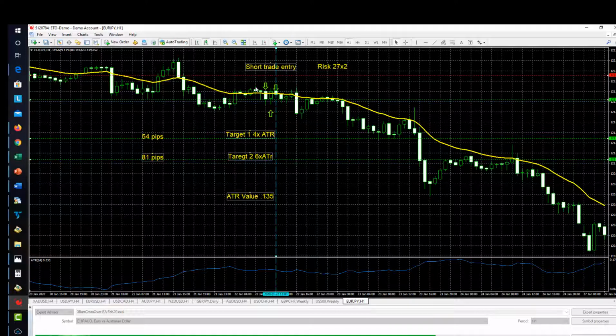Now that stop doesn't move until price gets close to our first target. Remember, we're going with 2 trades. The first lot, whether mini lot or micro lot, is aiming for our first target, which is 54 pips away in this instance because it's 4 times our ATR. Our second target is 6 times our ATR. So we're looking for 54 pips and 81 pips.